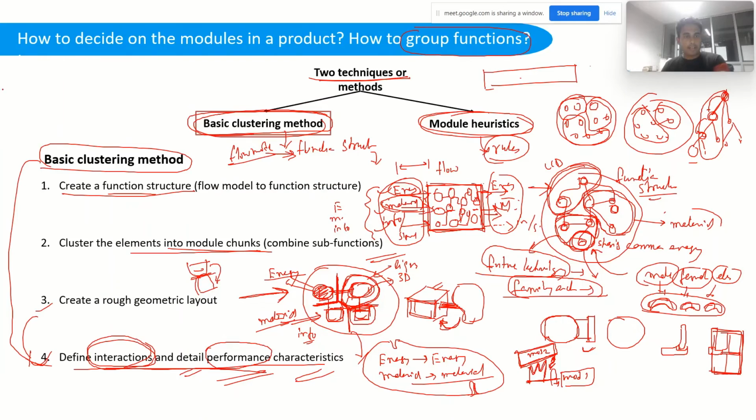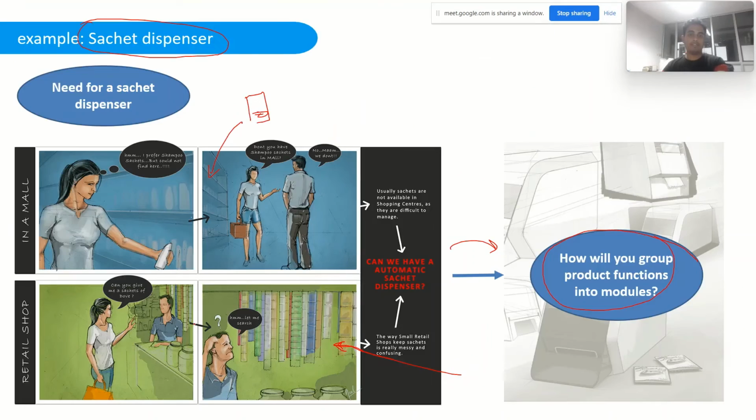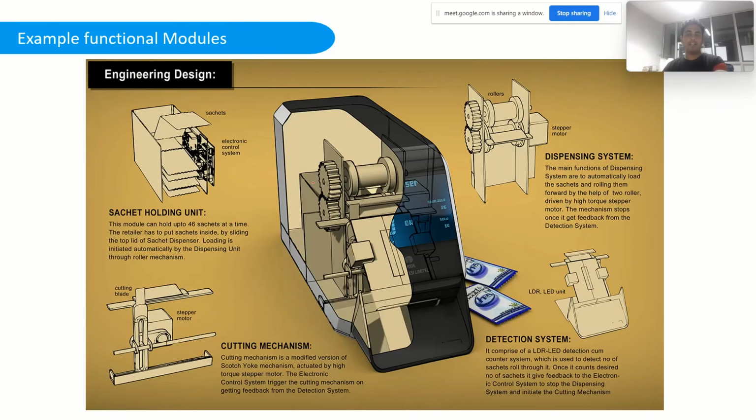So next, after that you create a rough geometric layout. Basically, you come up with some sort of geometrical layout. So this is the dispensing system, this is the detection system, this is the cutting mechanism. Next you need to think about how this will be connected. In this particular design, this sachet edge is fed into this dispensing mechanism.